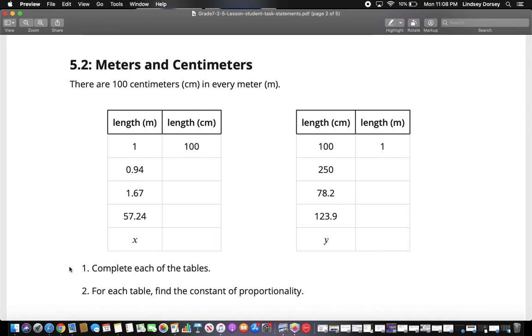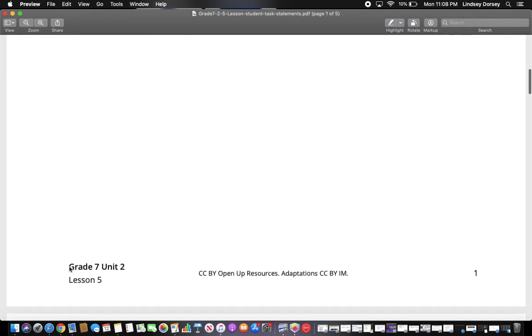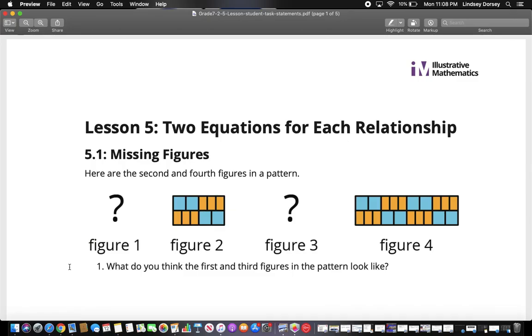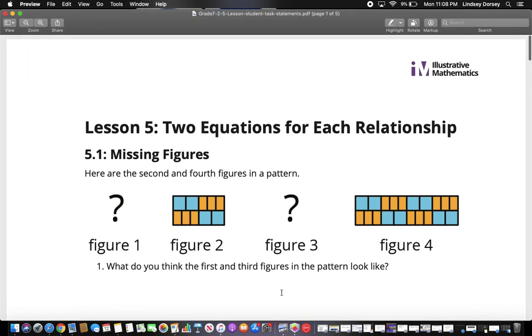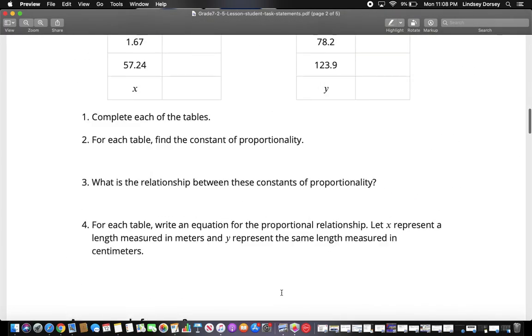Unit 2, Lesson 5. So this is working with two equations for each relationship. In Lesson 4, we worked with how we can write an equation using the constant of proportionality. Lesson 5 just jumps into that and looks at both equations for each relationship. So we're not going to worry about the warm-up today.